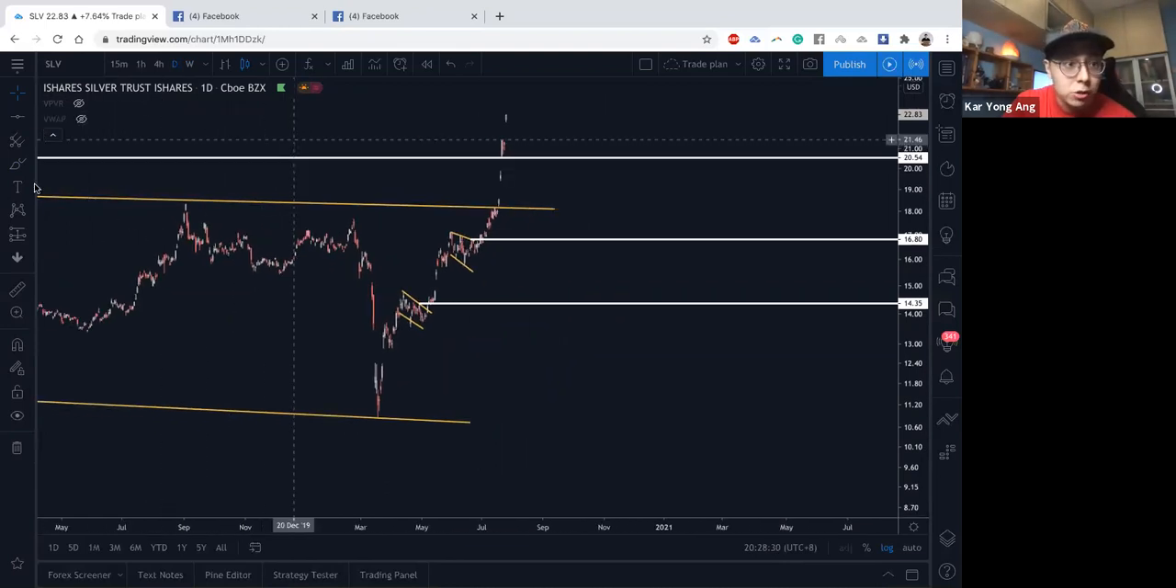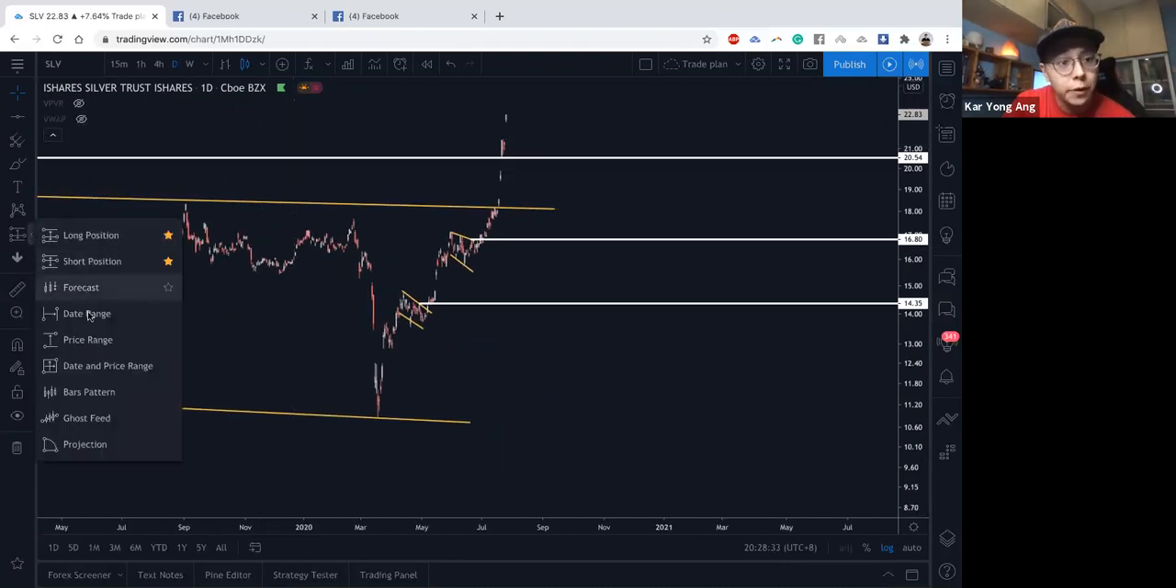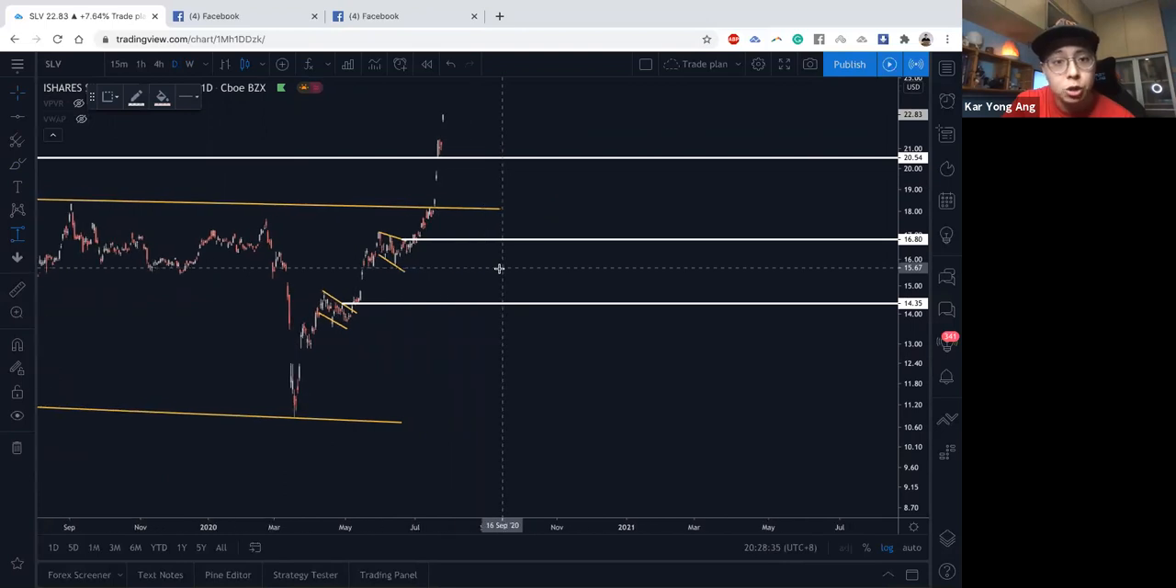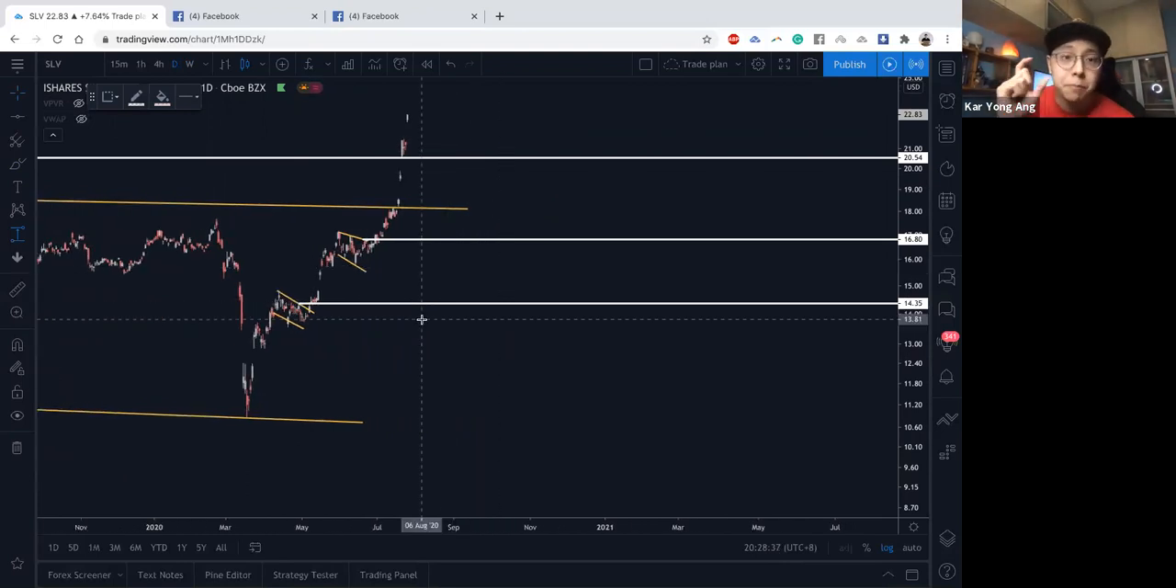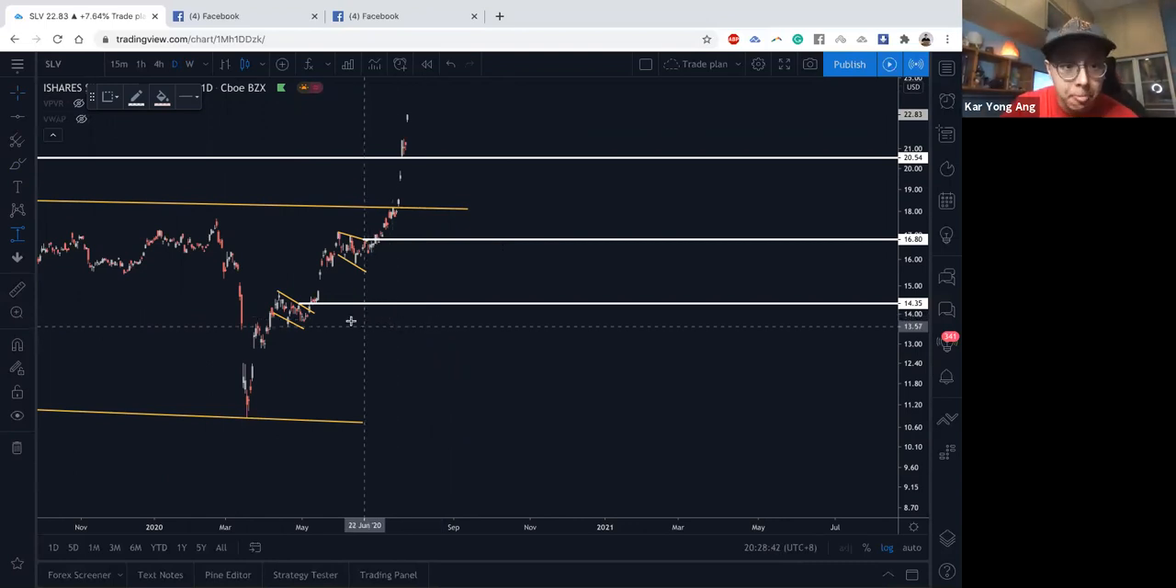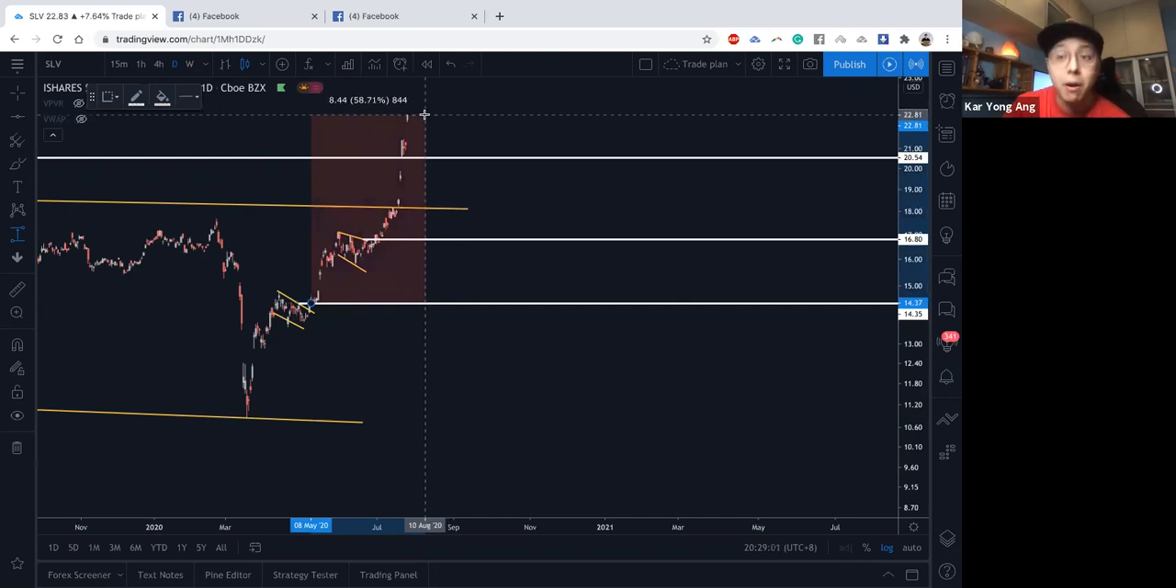This is on the daily chart. I'm going to use a tool over here to show you, in terms of percentage calculation, how much price has increased from a certain date. Let me take the same date reference. I entered this trade on, let's say, the 8th of May, which is around the price of $14.39 on SLV. Let's see as of today, before the market opens, the closing price that we had.